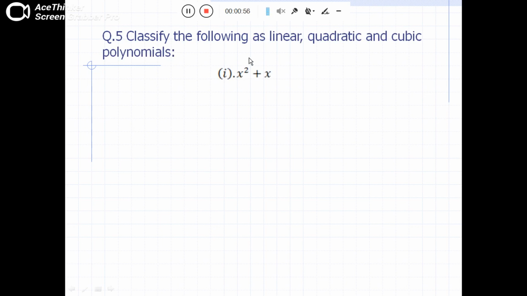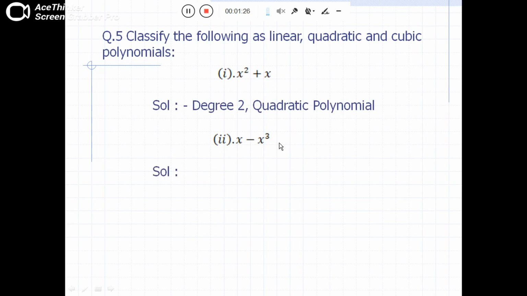First is given x square plus x. In this the degree of this polynomial is 2. So since the degree is 2, this polynomial is called a quadratic polynomial. See the second part of it. This polynomial is x minus x cube. The variable is x and the highest power of x is 3. So it is a third degree polynomial, and a third degree polynomial is called a cubic polynomial.